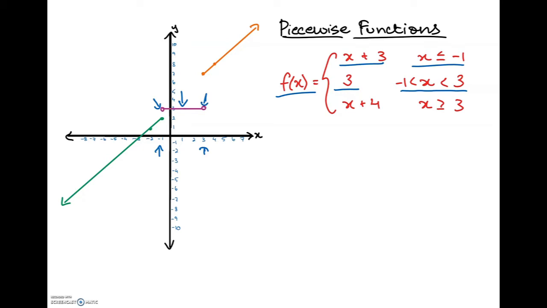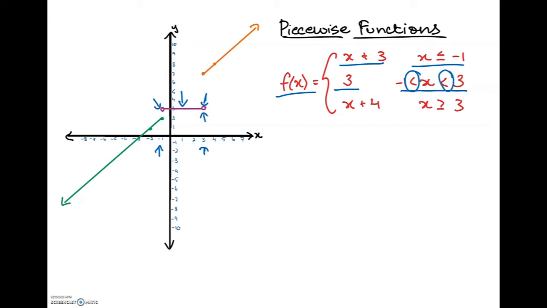Now, one important point to note is these two circles over here. Why are they circles and not completely filled in dots? Because x is less than. If you look at the function on the right, you'll see that -1 is less than x. So it's not less than or equal to. And the same thing goes for 3. x is less than 3. It's not less than or equal to. So you're going to leave an open circle.